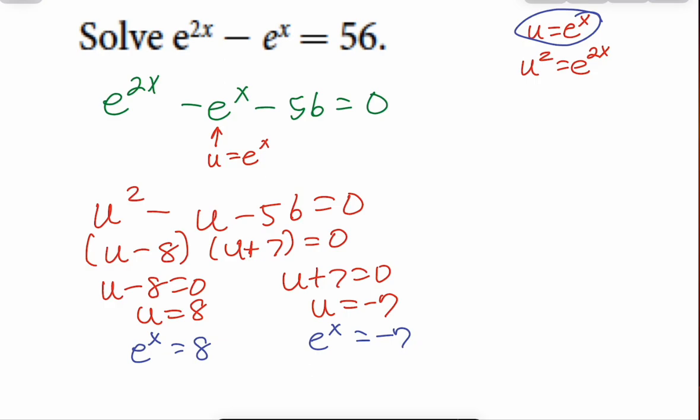Now, if e to the x equals a positive number, that's the one we're going to solve. If e to the x ends up equaling a negative number, just cross that one out. Because just like the problem we did in example 4, we can't have it equal a negative number. There's nothing we can do to turn that into a negative. But e to the x is something that's very easy to solve. X would be the natural log of 8.